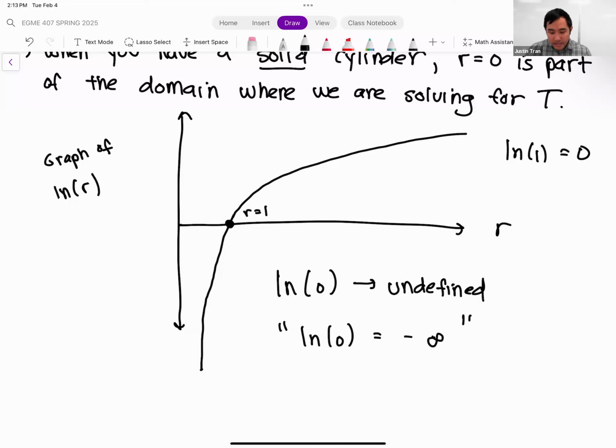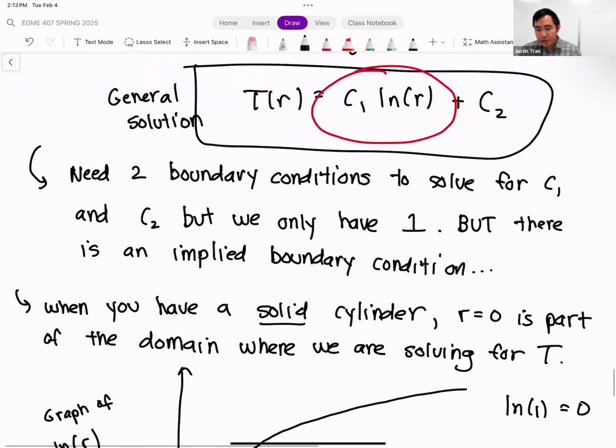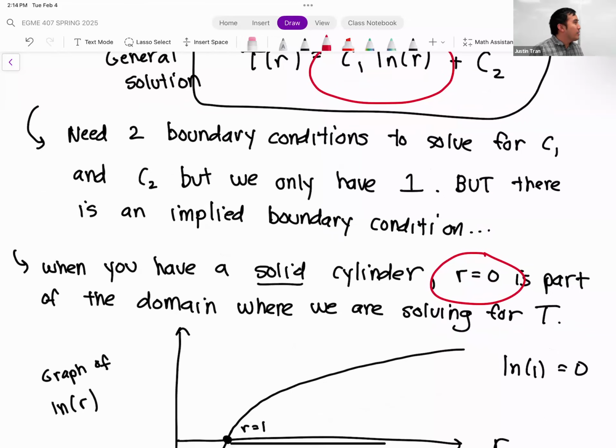Now, why is that important? Because if we look at our general solution here, we have that logarithm term. And unlike our previous example, R equals 0 is actually part of the domain. Question, yes. It's just that the limit approaches infinity, but the value itself isn't. Exactly. That's the true mathematical way to describe it for sure. So I don't even have to talk to my mathematician friends. You guys are correcting me here today.